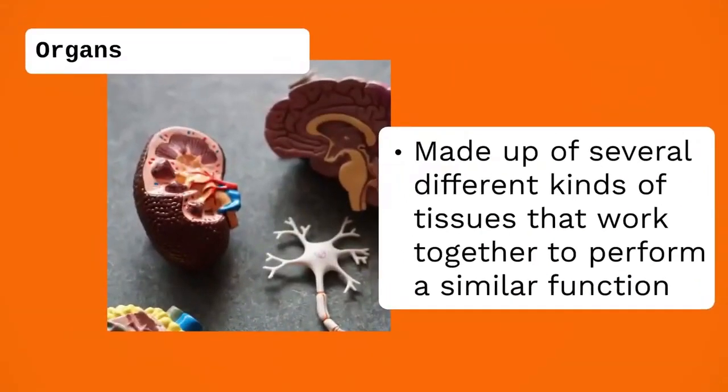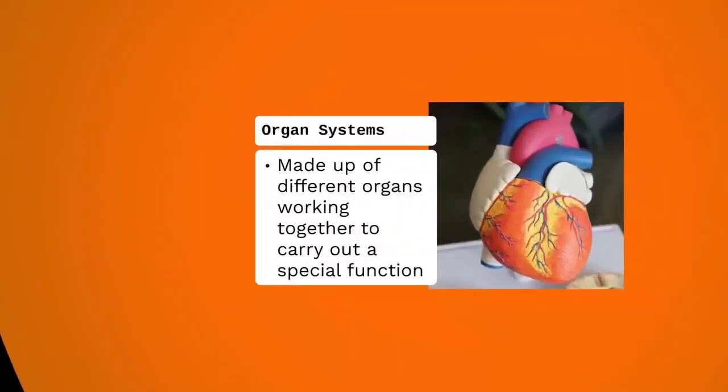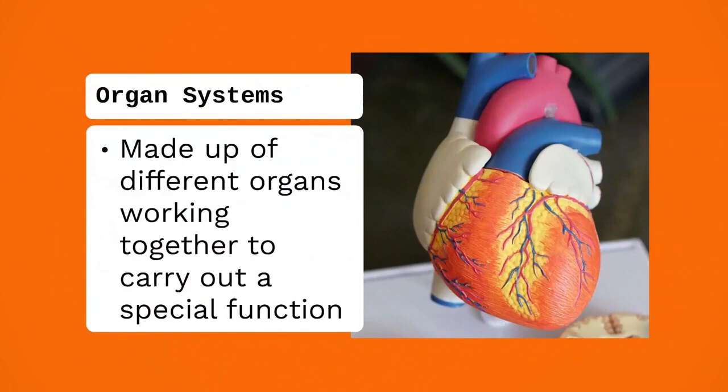So after you step up from tissues, you have organs. Organs are made up of several different kinds of tissues that work together to perform a similar function. So now we've gone from a singular cell to cells coming together to form tissues, tissues coming together to form organs. And then as you can imagine, we have organ systems.